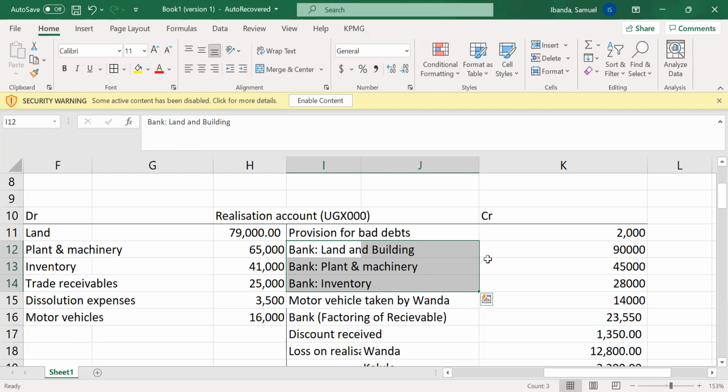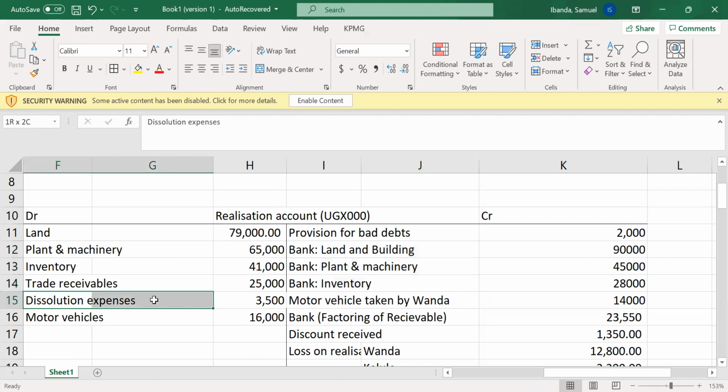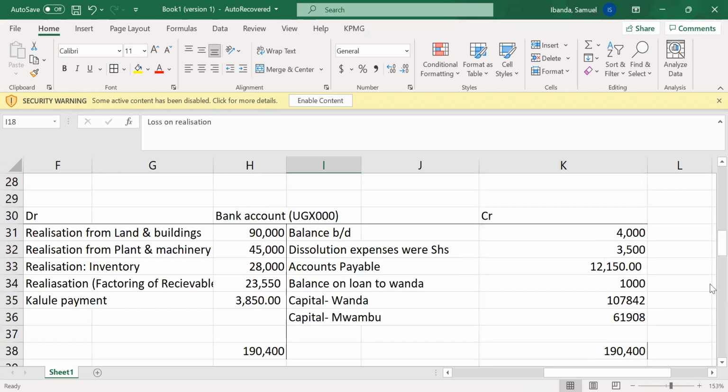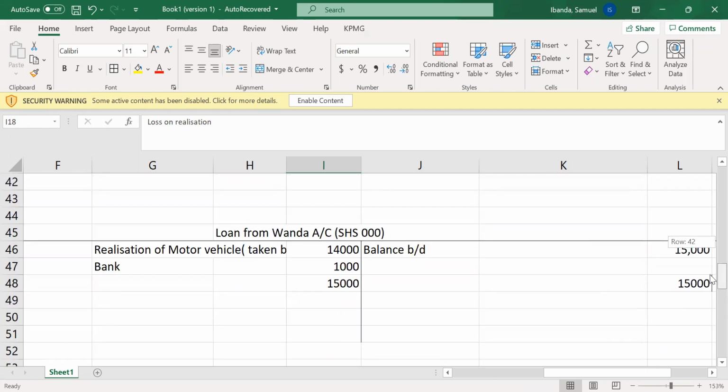Then other proceeds, dissolution expenses are always debited. If in case a partner takes on a vehicle, you also have to credit it there. In case there is a loan, we have seen how it is brought up. We have seen how the bank account is done. We have seen the loan from Wanda and so on.